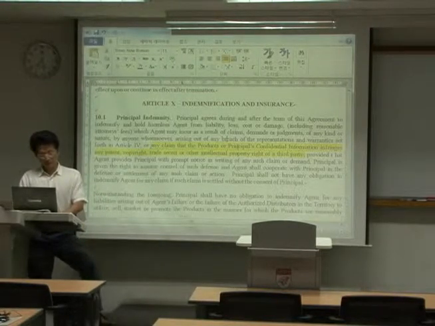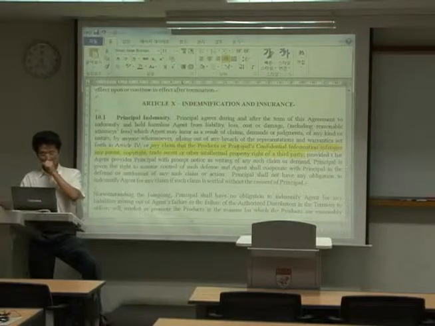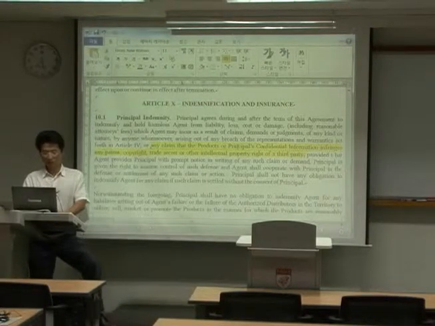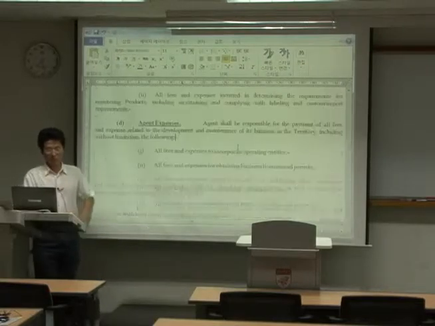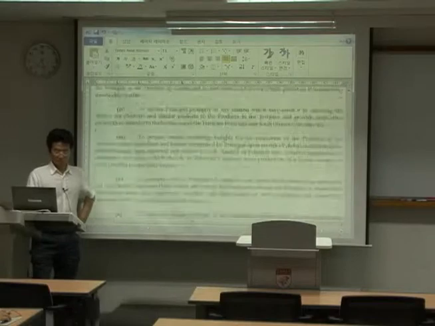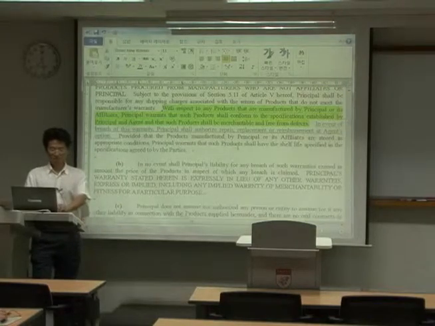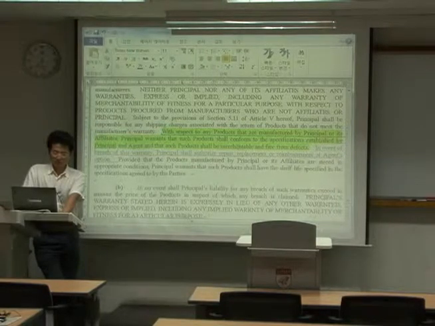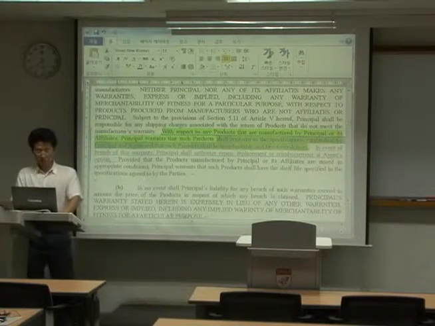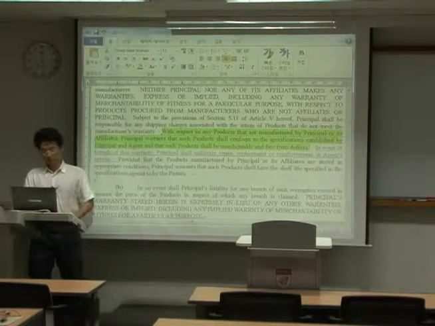One may say that, hey, any claim arising out of a breach of representation warranties in Article 4. Let's look at what is in Article 4. Remember? Not much. It just says product shall conform to the specifications and shall be merchantable and free from defects.